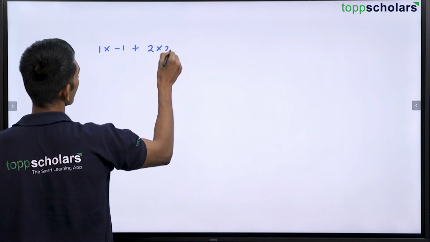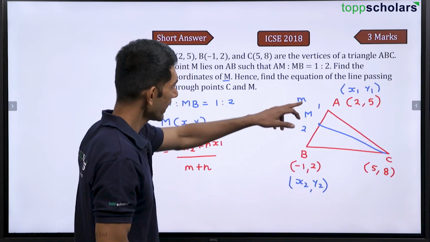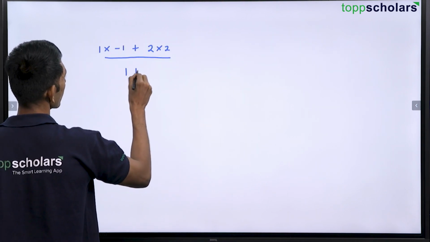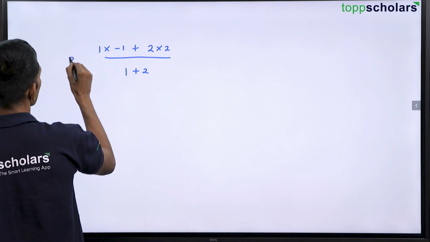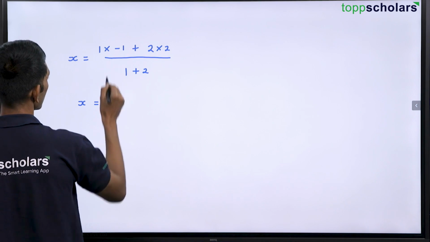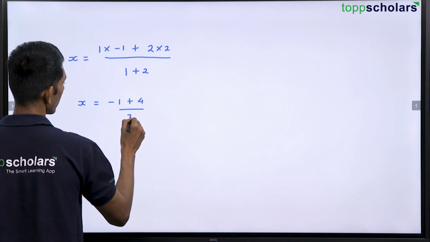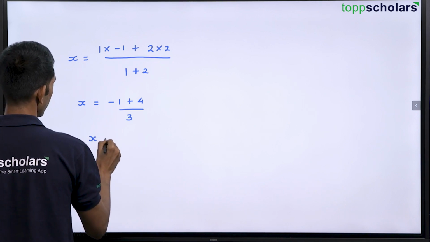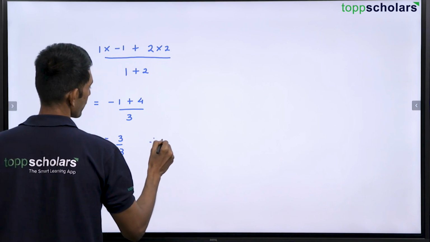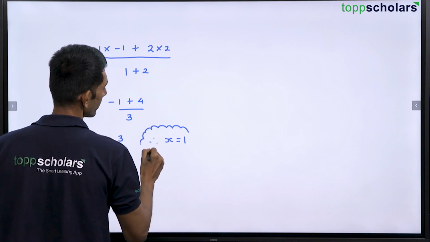2 into 2, by m plus n. m plus n is what? 1 plus 2. So this is our x. So can I say x will be equal to (-1 + 4)/3. So x will be equal to 3/3. Therefore, x will be equal to 1. Correct?